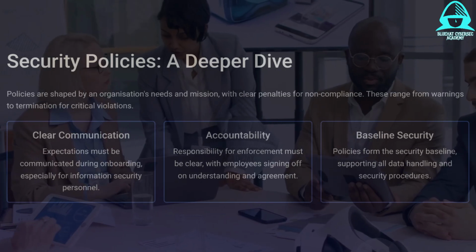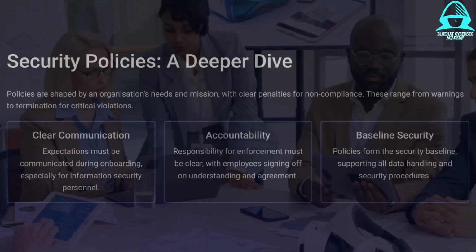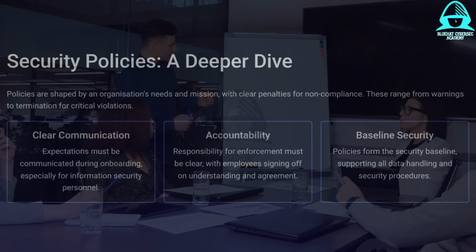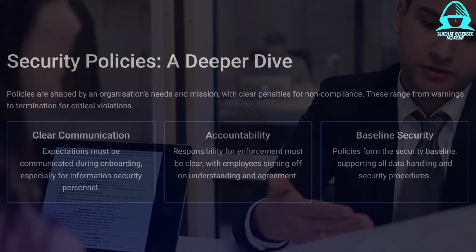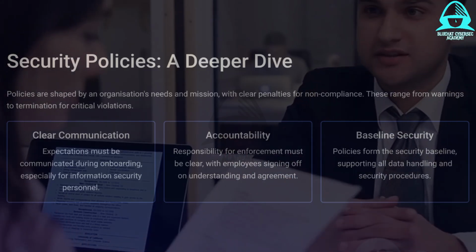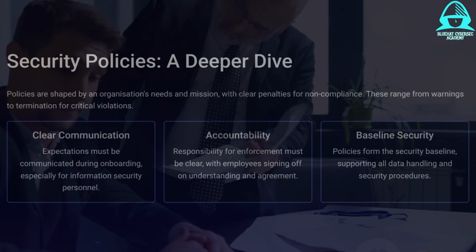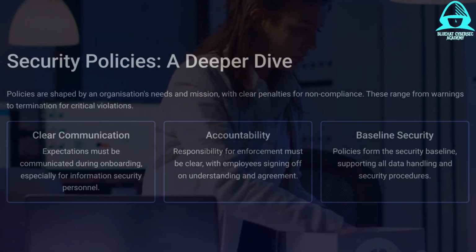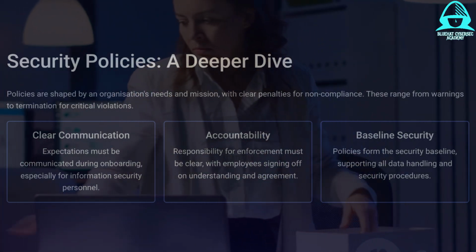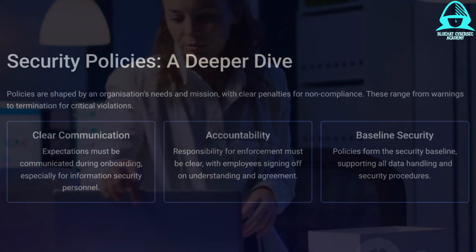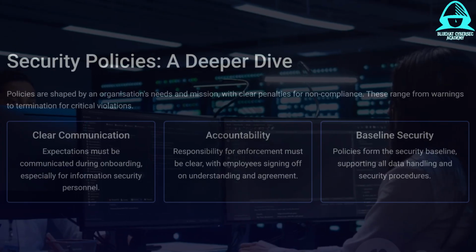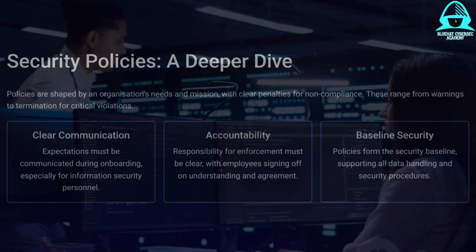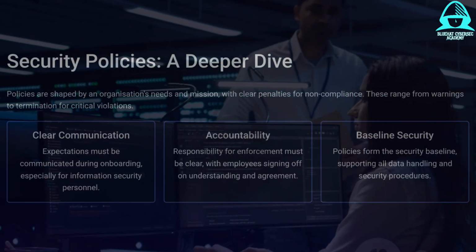Now let's take a deeper look at how these policies function within an organization. Policies are established based on the organization's needs, vision, and mission. Each policy should clearly define penalties or consequences for noncompliance. Initial violations may result in warnings, while repeated offenses could lead to suspension, unpaid leave, or even termination in the case of critical violations. These expectations should be clearly communicated during onboarding, particularly for information security personnel.